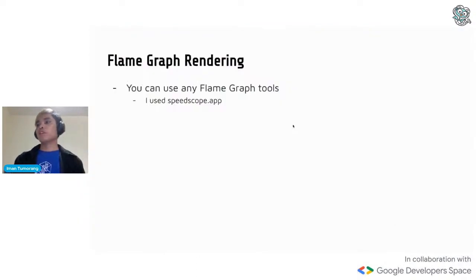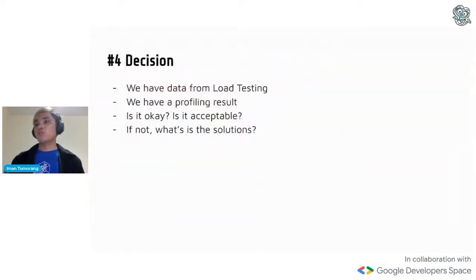The next step is, after we get the profiling result, we make the decisions. We already have the data from the testing that the FPS is 27, and then we have the profiling result showing that fetch article and get author body make the function slow. Then we ask ourselves, is it okay? Is it acceptable, or do we want to improve? If you guys think it's okay, then there's no need to improve. But if you think that we still need to improve it to make it better, then we need to find solutions.